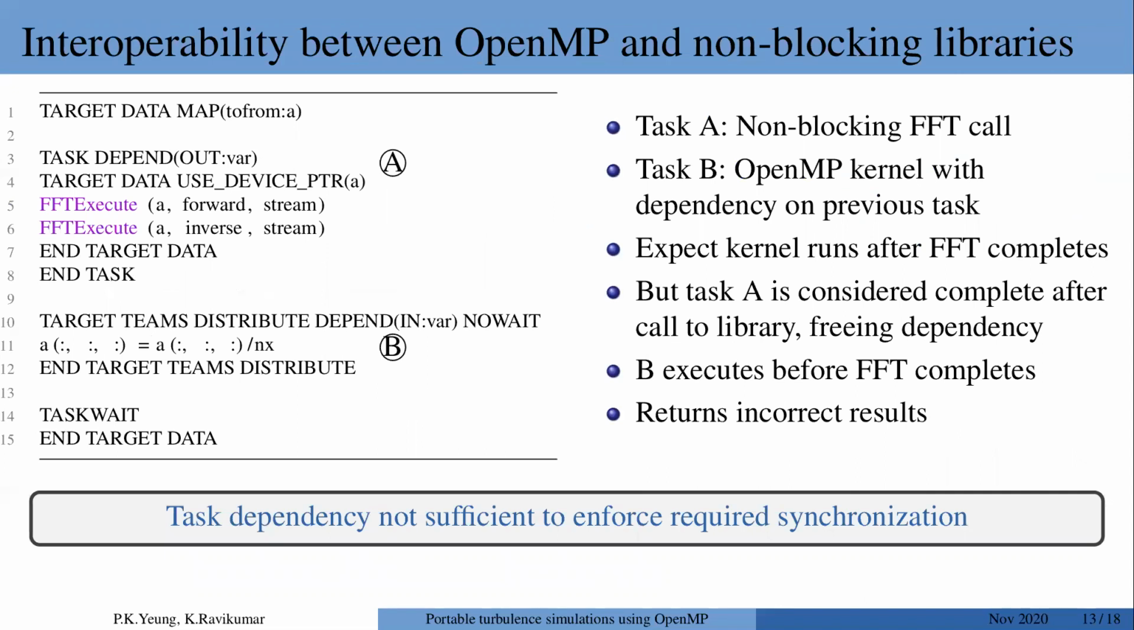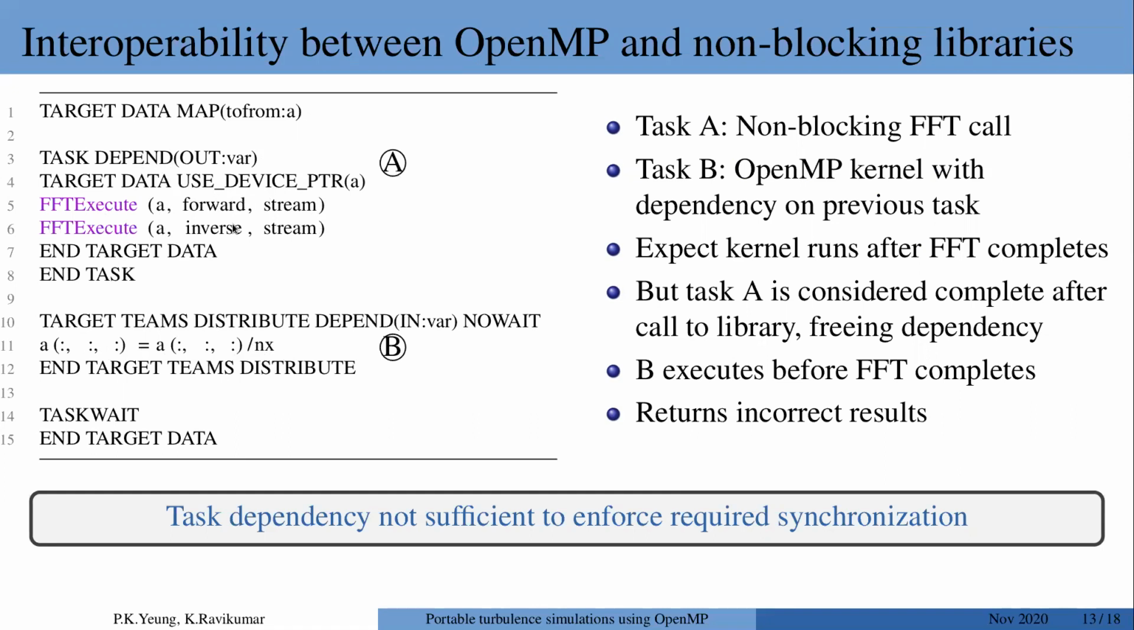So the next aspect of this work is looking at the interoperability between OpenMP and non-blocking libraries. This is because we perform a lot of CUDA FFT or ROC FFT library calls in the code. And in this example, we are showing how to perform a simple forward and inverse transform on a set of data using a non-blocking stream. So here we have a task within which these FFT calls are being called, and we call this task A. And then after that, on this transformed data, we're performing some computation, basically scaling the data by the number of elements in the X direction.